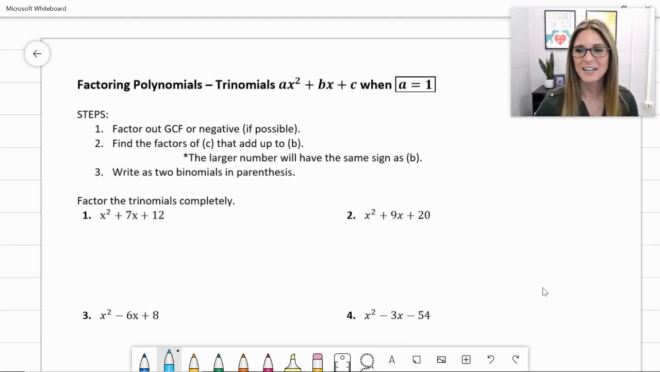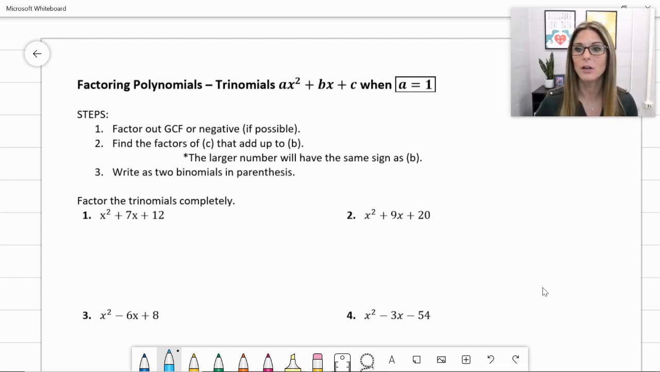Let's look at the final section of factoring polynomials. We're going to look at trinomials still that are in the form of ax squared plus bx plus c. But today we're going to look at when that a, or that leading coefficient, is 1. And so it's an understood one. Look at your examples really quick there. You can see they all start with x squared.